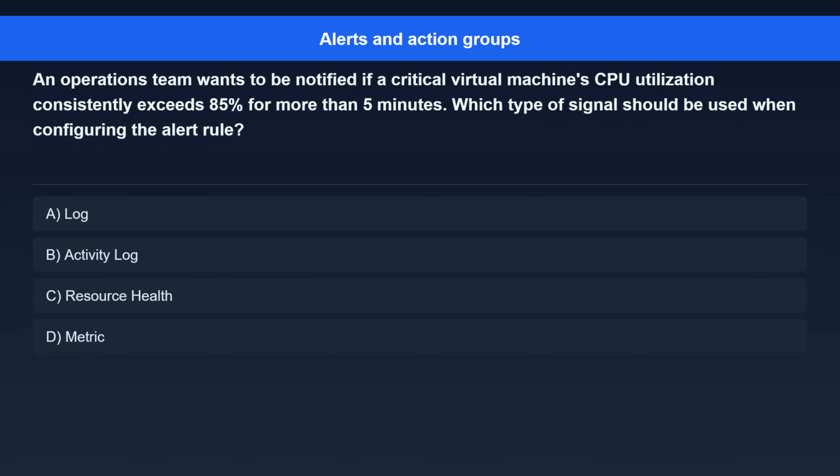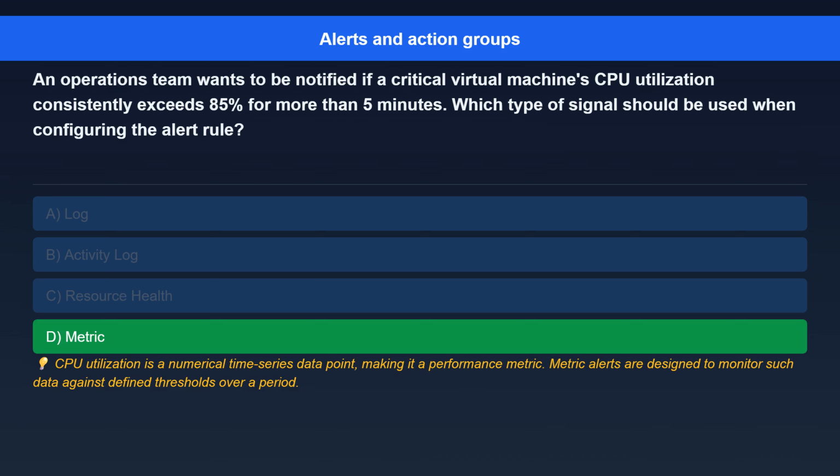Question 5. An operations team wants to be notified if a critical virtual machine's CPU utilization consistently exceeds 85% for more than 5 minutes. Which type of signal should be used when configuring the alert rule? Option A. Log. Option B. Activity log. Option C. Resource health. Option D. Metric.